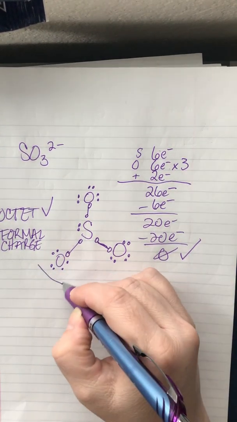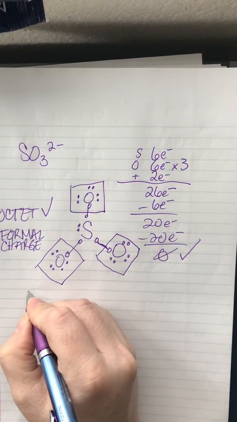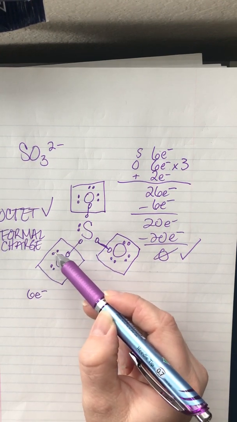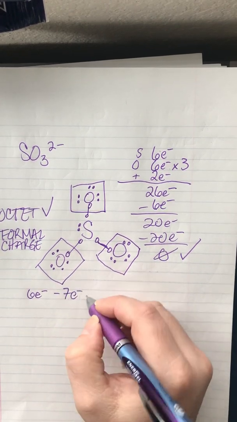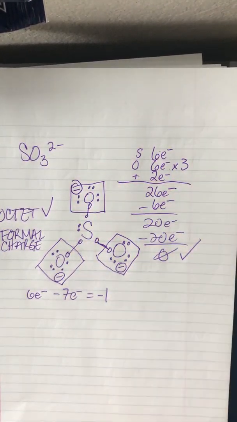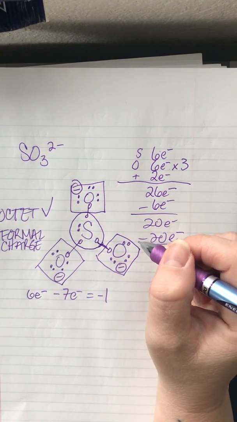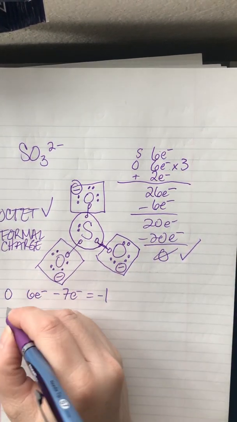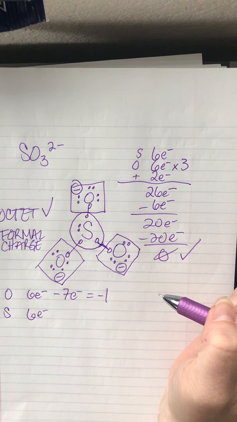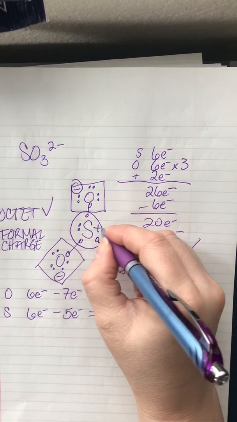Our oxygens are all the same, the way we have them drawn. Oxygen came to the table with 6 valence electrons, and here all of our oxygens have 7 electrons, so each one of my oxygens has a -1 charge. Now what about sulfur? How many electrons did sulfur come to the table with? 6. And how many does it have here? 5. So I have a charge of +1 on sulfur.